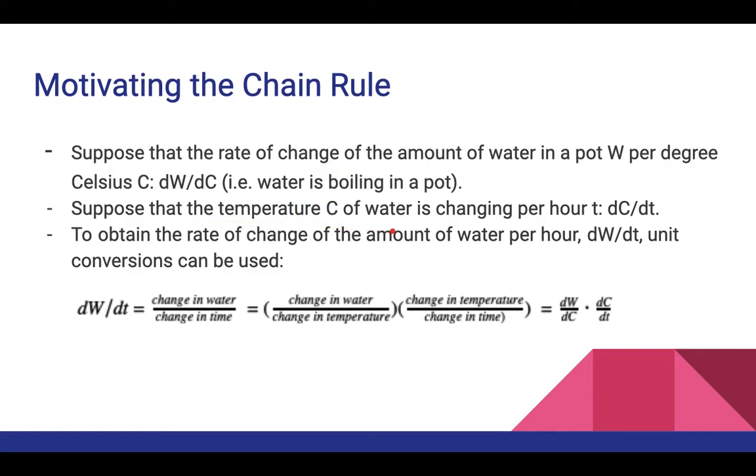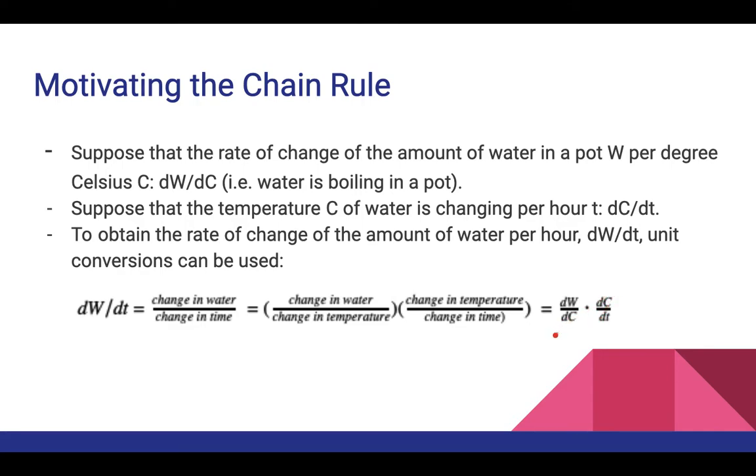Suppose that the temperature C of the water is changing per hour t. So we now have a derivative for C, dC over dt. If we want to obtain the rate of change of the amount of water per hour instead of per degree Celsius, we could apply unit conversion from science. So dW over dt is going to be equal to change in water divided by change in time, which is going to equal a change in water divided by change in temperature times a change in temperature divided by change in time, or dW over dC times dC over dt.